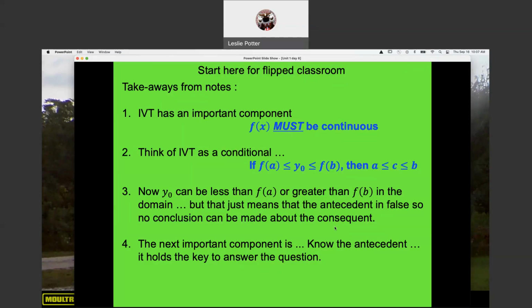But all that means is that if you think about this from a geometry standpoint, if this is not holding true, then the antecedent is false. And if you remember from geometry, if we have a false antecedent, we can't make any conclusion about the consequence. Right, so if we start to say, well, y sub 0 is really smaller than f of a, we really can't make any conclusions. So the antecedent holds the key to answer the question.